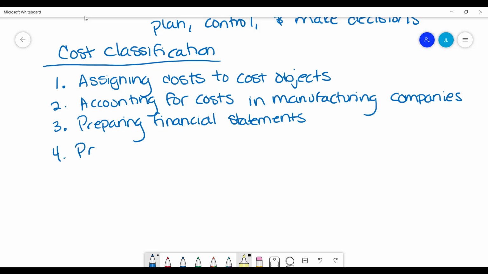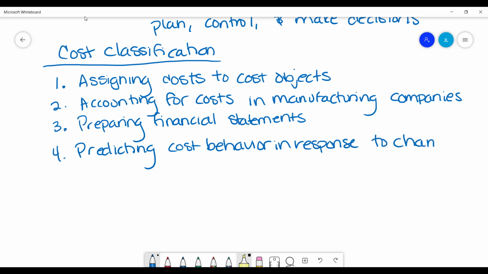Fourth is predicting cost behavior in response to changes in activity. And lastly, making decisions. So we're going to be looking at each of these items.